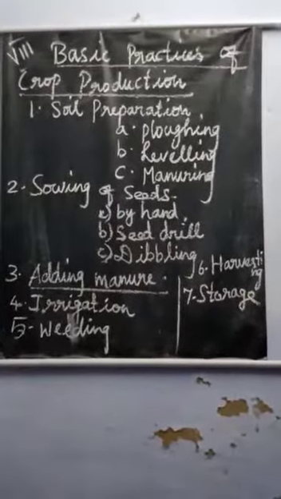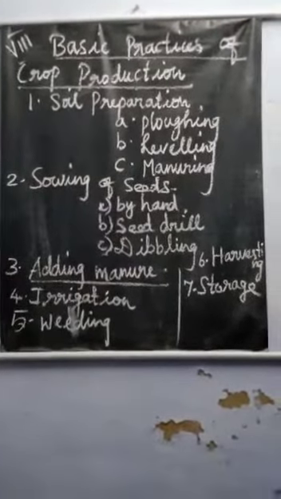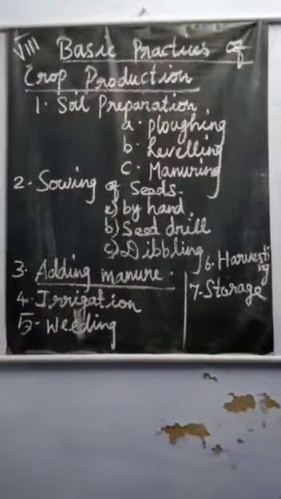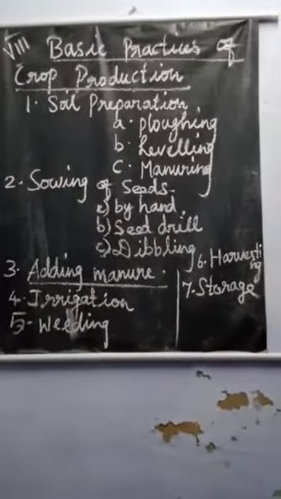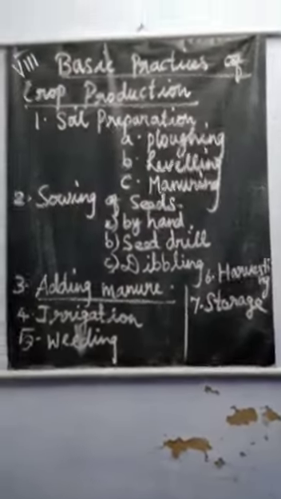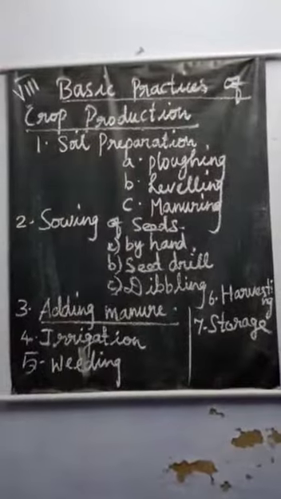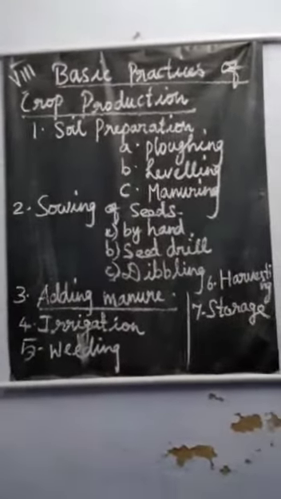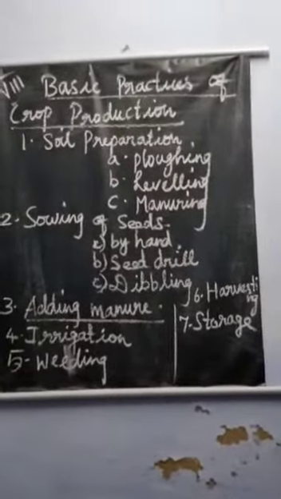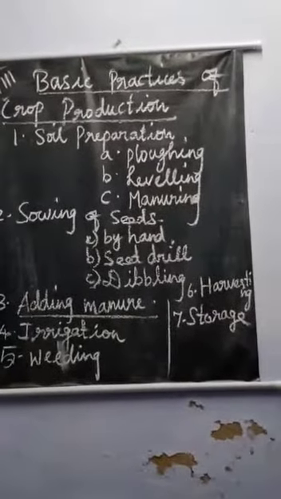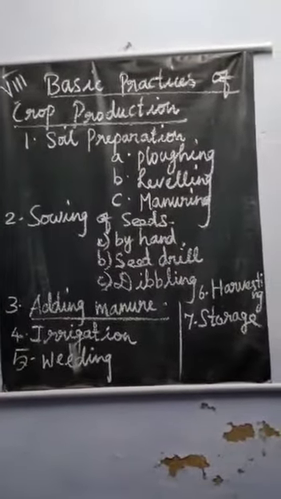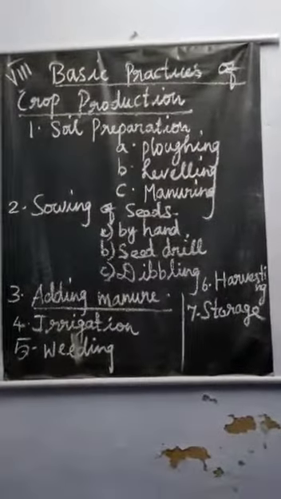Good morning children. In this video we are going to see the steps involved in crop production, the activities involved in crop production. The first one is soil preparation, second is sowing of seeds, third is adding manure and fertilizer. Fourth is irrigation, fifth is weeding, and then harvesting and storage. These are the general activities involved in crop production.